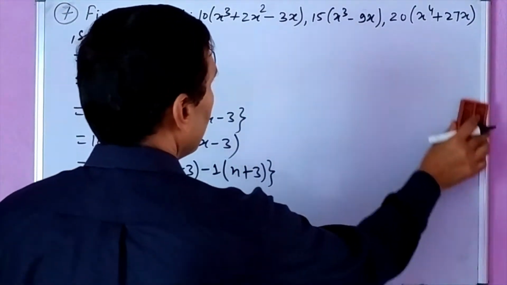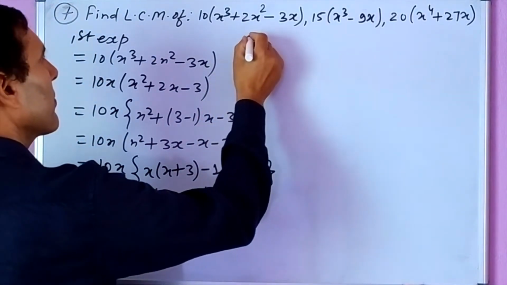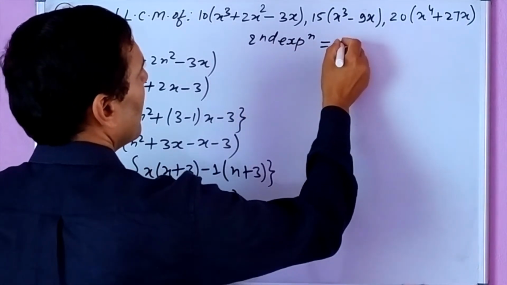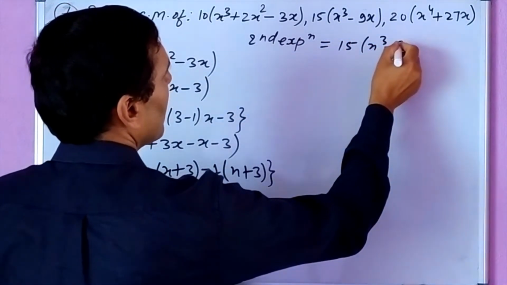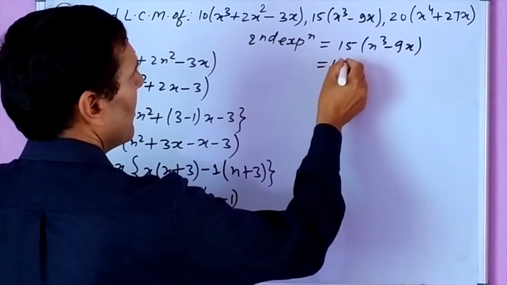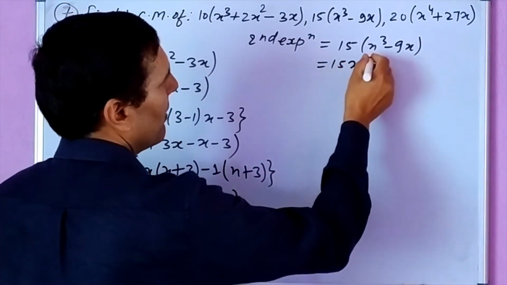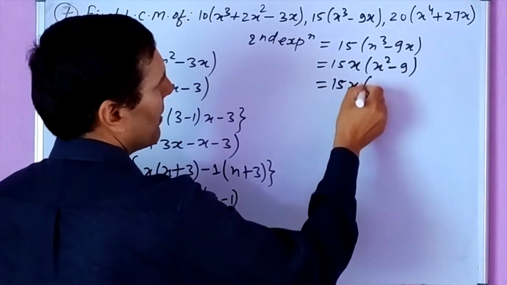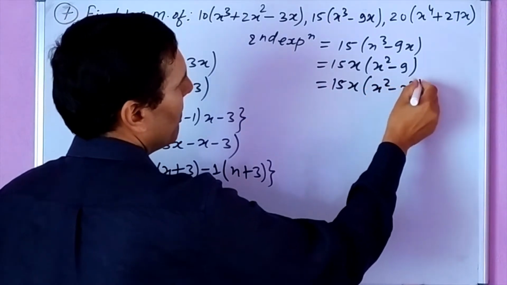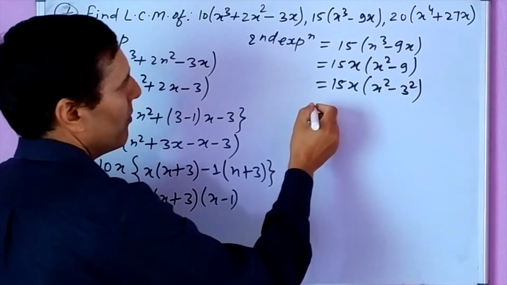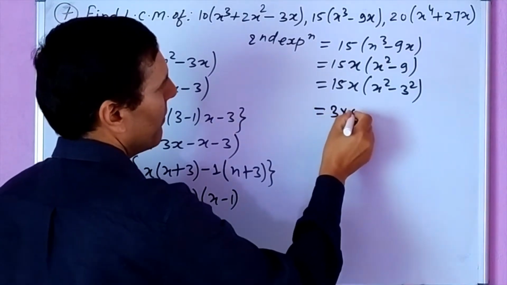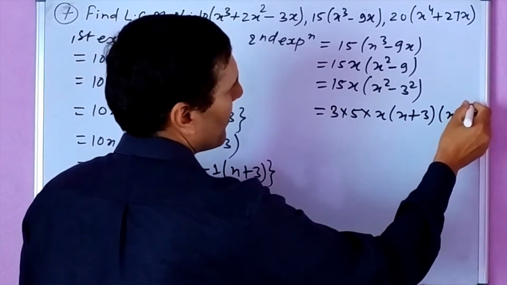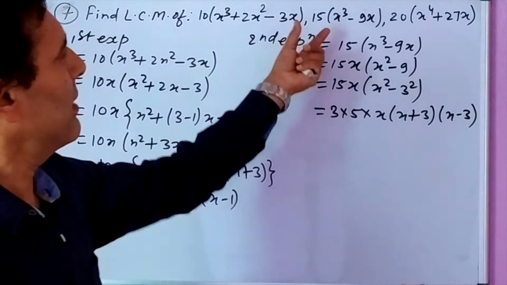Similarly, we factorize the second and third expressions as well. Our second expression is 15x cube minus 9x. Here also we can take one x common, so there will remain x square minus 9 in the bracket, and 15x. This is a square minus b square form. 9 is square of 3, a plus b, a minus b. So 15 is 3 into 5 into x, it is x plus 3 times x minus 3. And these are the factors of the second expression.